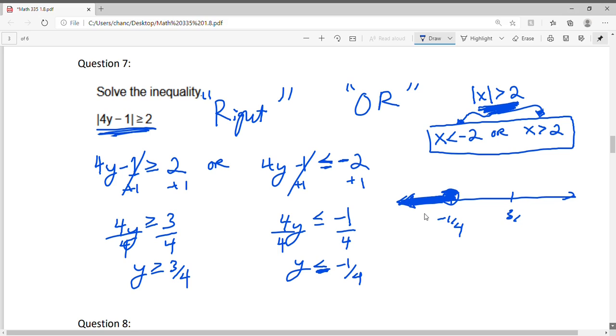And we have 3/4 is going to be another closed circle, again because of the equal sign underneath the inequality. And we're going to shade to the right. Now I always draw a picture because it tells me my interval notation. This is going to be negative infinity to negative 1/4 with a square bracket. We union that together, and then a square bracket 3/4 to infinity.